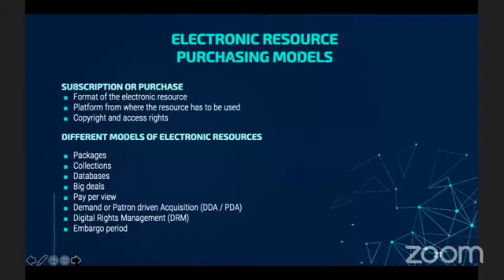Similarly, there are a number of different subscription models. Packages like print and online package, CD-ROM and print package, a set of journals or books in specific order, collections like subject collection, ethnicity, or country-specific collection, databases like publisher-based, theme-based, subject discipline-based, or big deals like a number of different databases put together as a big deal, or pay-per-view models where you pay only when you want access, demand or pattern-driven acquisition, where you pay only when it is used, digital rights management, materials with restricted rights to print, view, save, or copy, a collection model with embargo period where you cannot access current articles within a certain period of time.